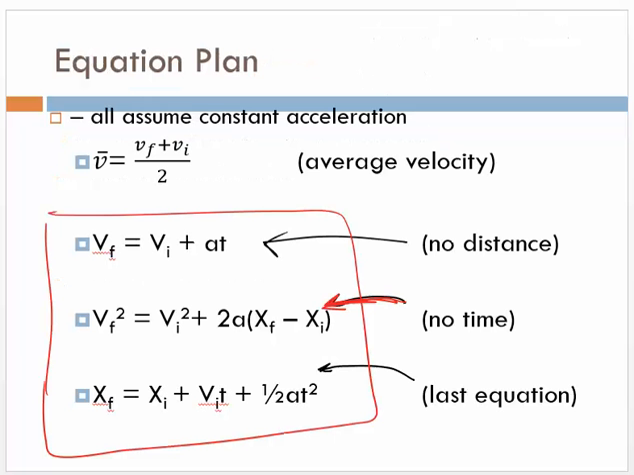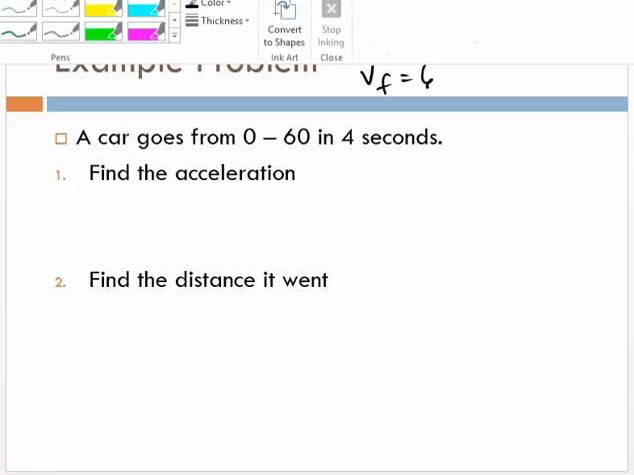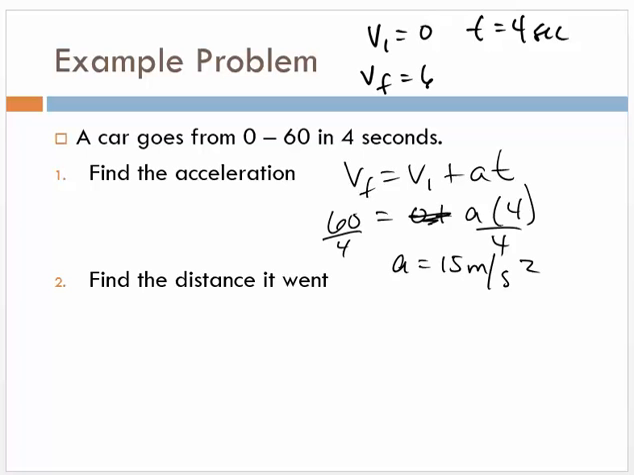You've got a couple choices. Obviously, the middle one's out of the question because there's no time in the equation. Just common sense: do you want to use the top one or the bottom one? The top one looks a lot easier, so I'm going to use the top one. Also, the bottom one would require distance, and I don't have that. So I'm going to use vf equals vi plus at. What we get here then is an acceleration of 15 meters per second squared.